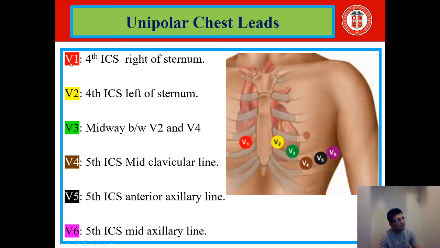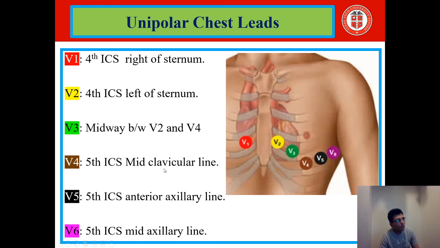First go with V1. V1 is placed at the 4th intercostal space right of the sternum. Again, the interesting part is that V1 is the only electrode which is placed on the right side of the chest. Everything else is on the left side because we have the heart predominantly there on the left side. It's only a bit of the right ventricle which is on the right side. So we just have one electrode to measure its activity. We will place V2 just opposite to V1. So we have V2 in the 4th intercostal space, but on the left side, just near the sternum.